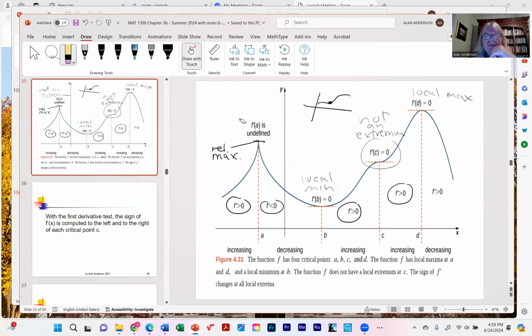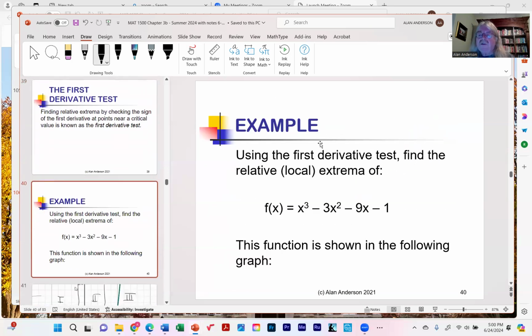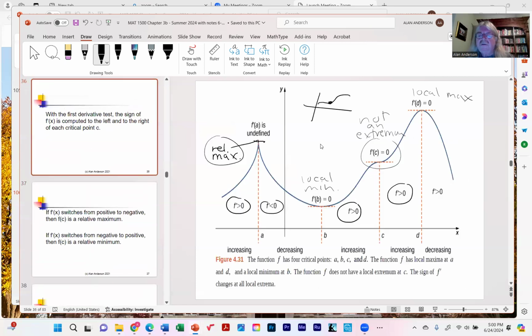I wrote this, sorry, this is a relative max. It says it right there. I wrote the wrong thing there. This is a relative max, local min, neither, and then local max. The way you can tell is by looking at the sign changes.